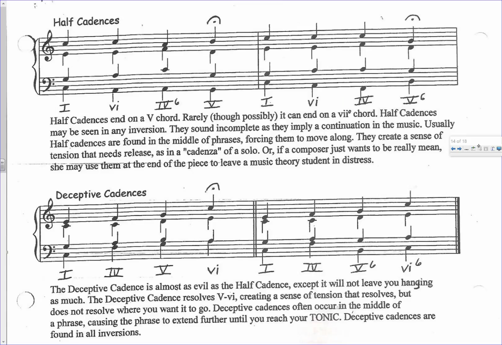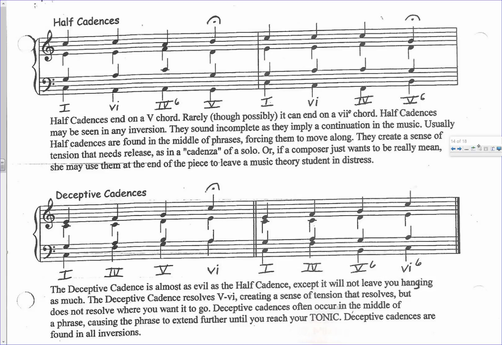And we have half cadences. Half cadences end on a 5 chord. Rarely, though possibly, it can end on a 7 diminished chord. Half cadences may be seen in any inversion. They sound incomplete as they imply a continuation in the music. Usually, half cadences are found in the middle of phrases, forcing them to move along.